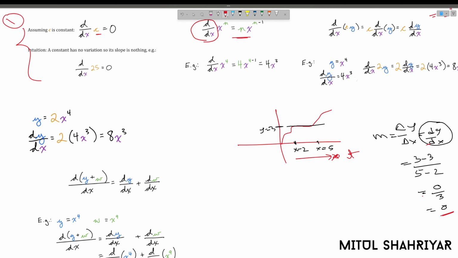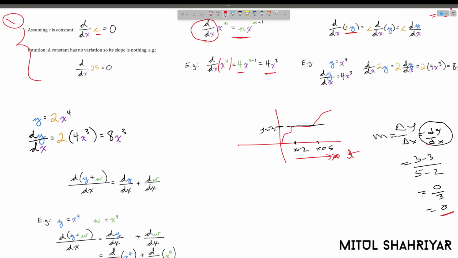So for example, if we have this function d dx of x to the power 4, what do we get? As mentioned, 4 is n here, so 4 will be here, then x to the power n minus 1, that means 4 minus 1, which is 4x to the power 3. That's it.